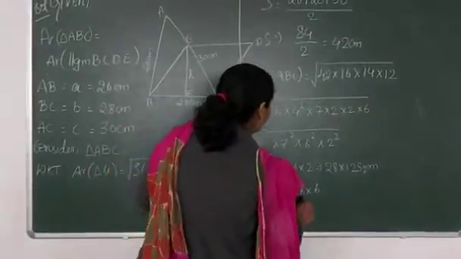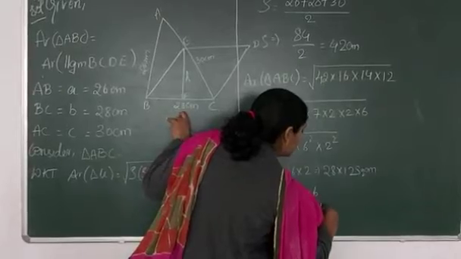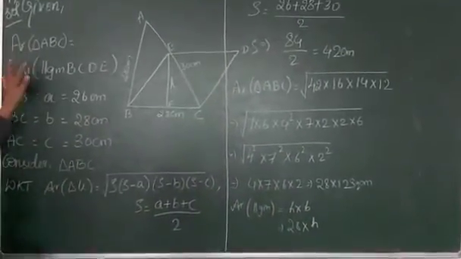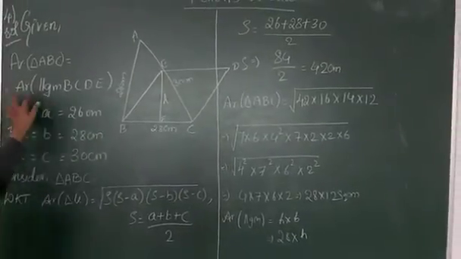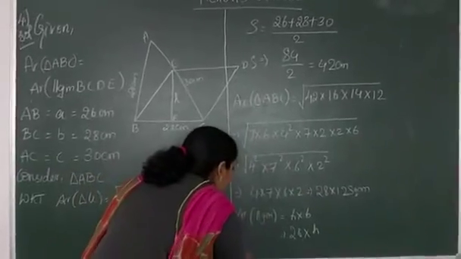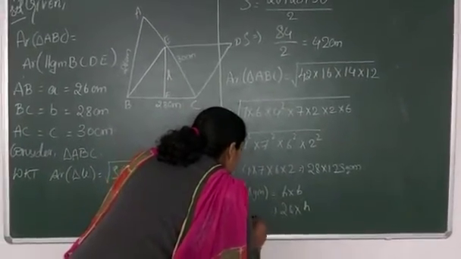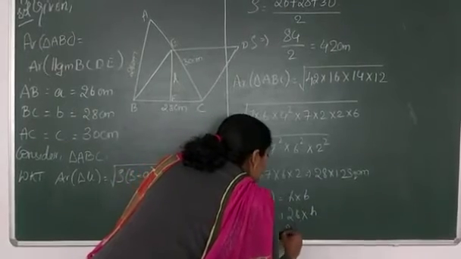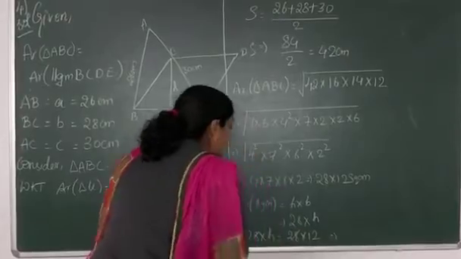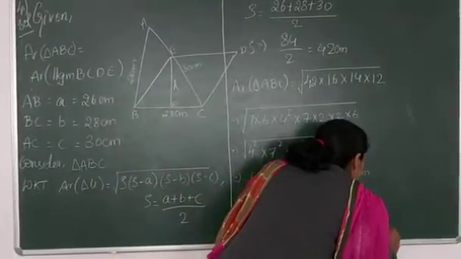So here the base is 28 and the height is to be found out, and we know that the area of the triangle is equal to the area of the parallelogram. So I am going to equate the area of the triangle to the area of the parallelogram. 28 into h is equal to 28 into 12, right? So 28 and 28 get cancelled, and hence the value of the height is 12 centimeters.